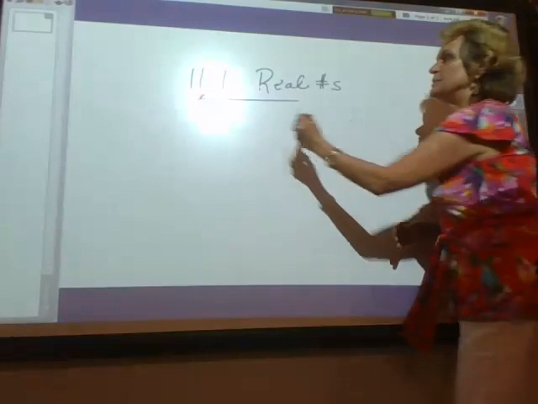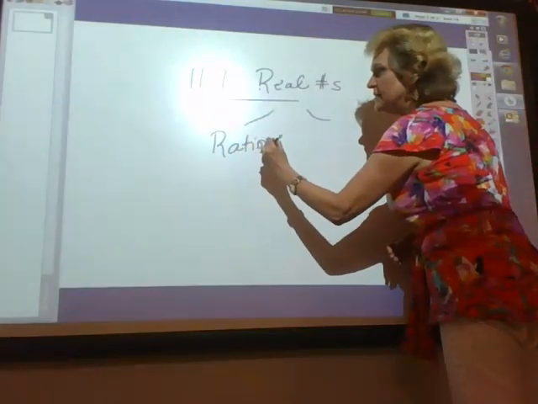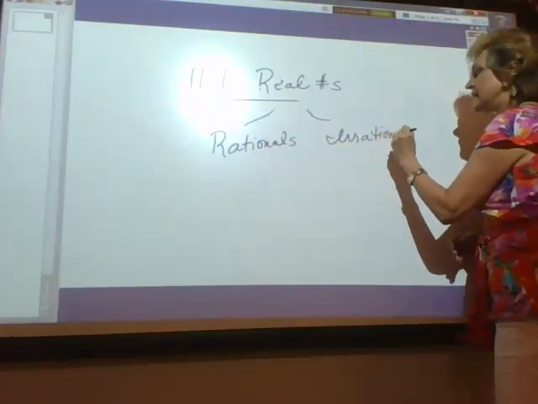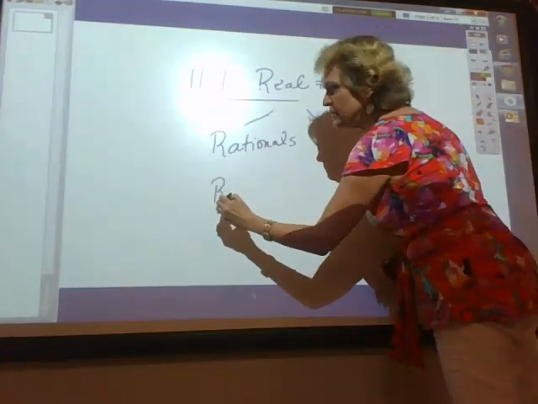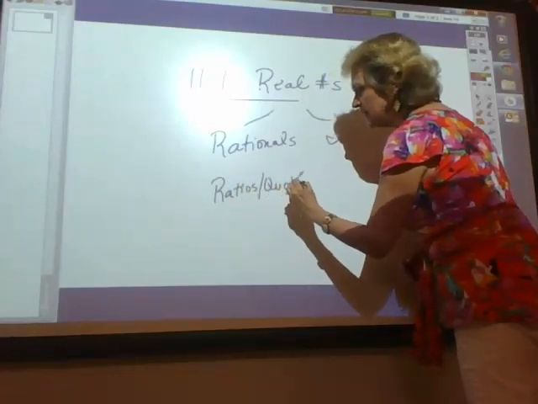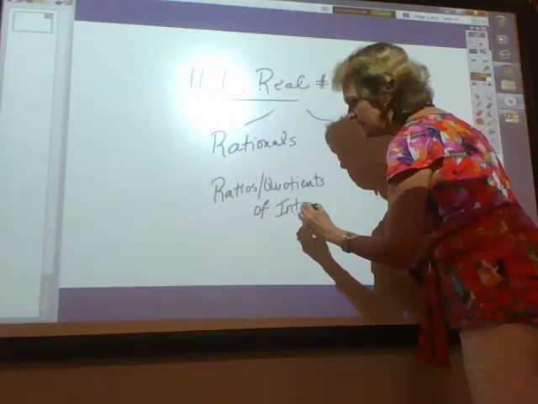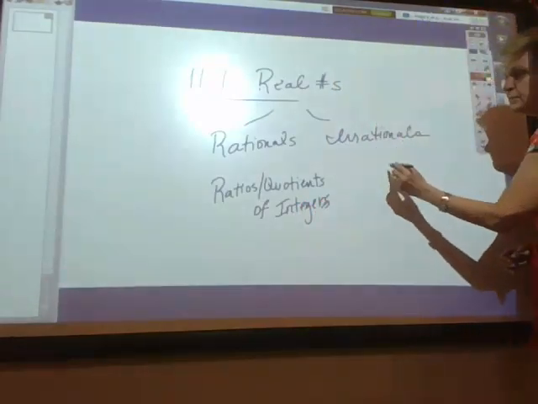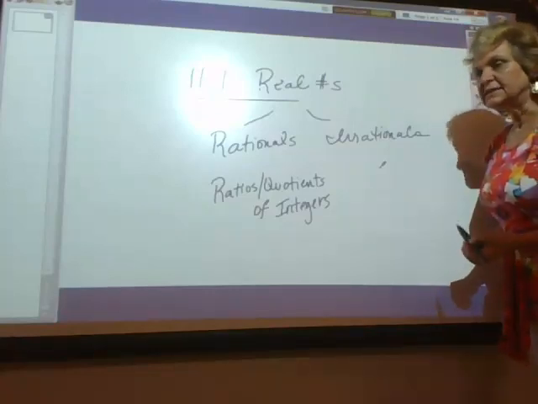Real numbers, of course, branch off into the rationals, which we have talked about in the past, and the irrationals, okay? For our definitions, we know that rationals are ratios or quotients of integers. So obviously they can be positive, negative, okay? Irrational numbers we're going to know will be decimals that do not terminate and do not repeat.